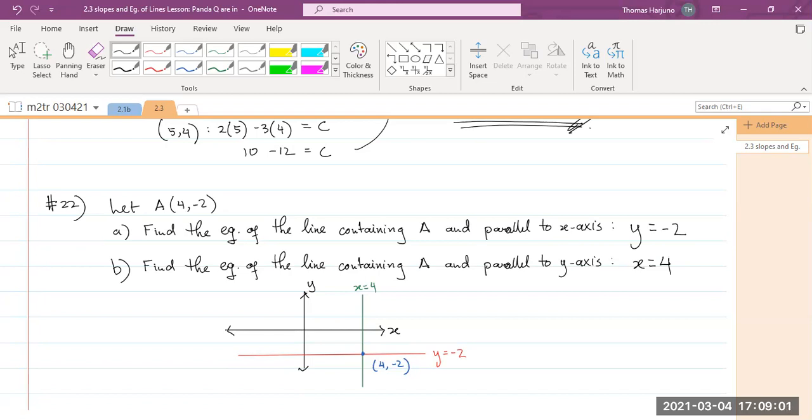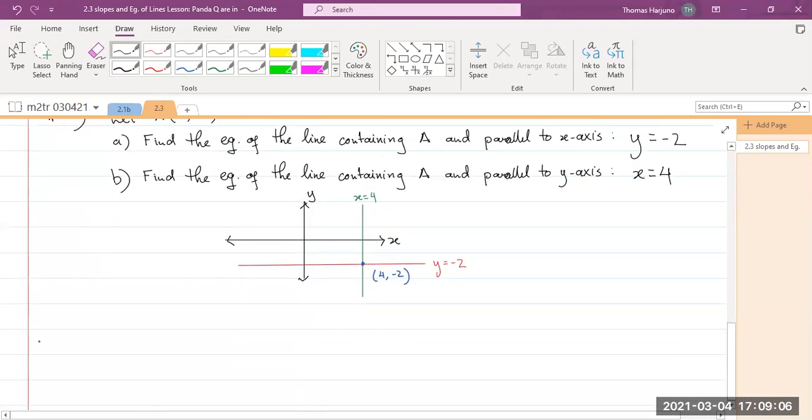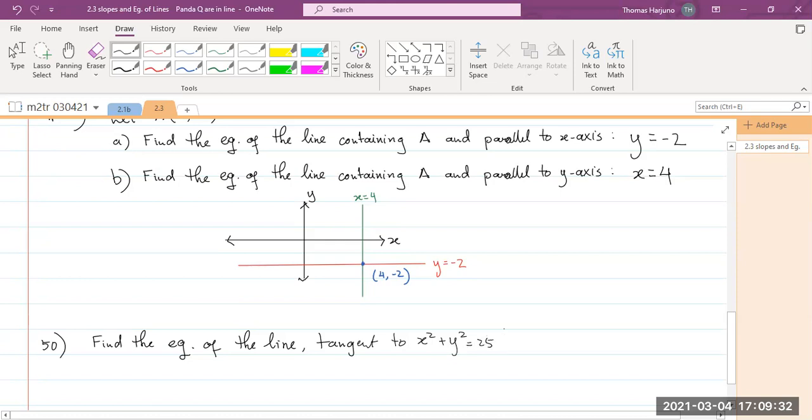Now, there are some interesting questions, however. Number 50. Find the equation of the line tangent to x squared plus y squared equals 25 at 3, 4.